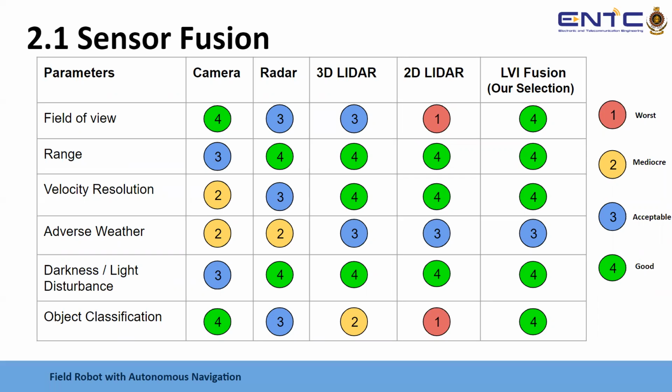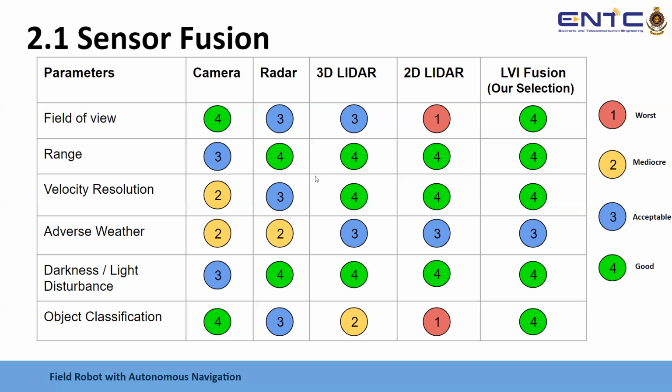Here, the camera gave the best field of view and it works well under darkness. And the 3D LiDAR has a limited field of view, but it has a great range. Therefore, to get the maximum field of view, range, velocity resolution, and to work well under light disturbance, we fuse LiDAR, visual, and IMU to obtain the output.